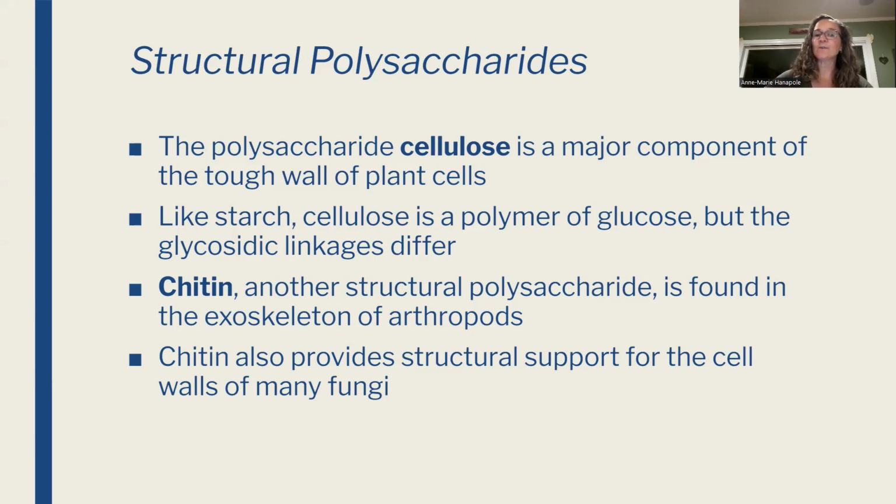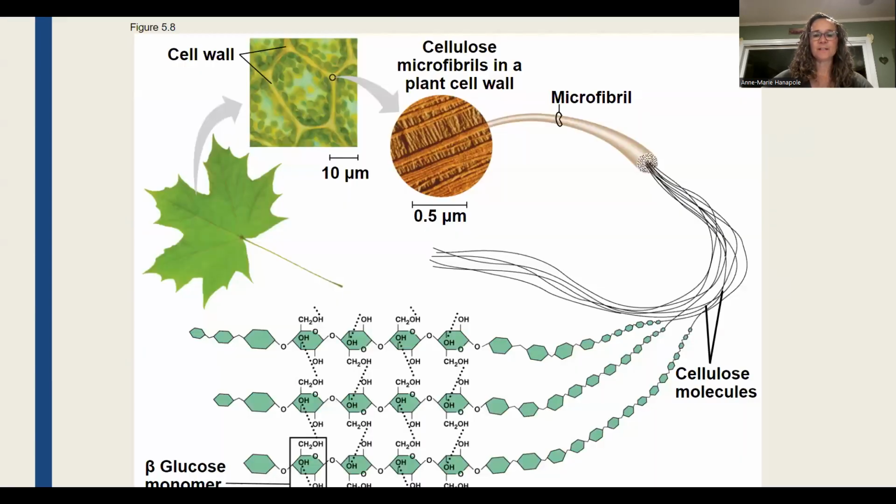So similar to cellulose in plants, we're going to find the chitin in insects. We're going to find that chitin in fungi as well. And again, they are very similar to long chains of glucose molecules, but they are arranged a little bit differently. So the structure of them is very similar.